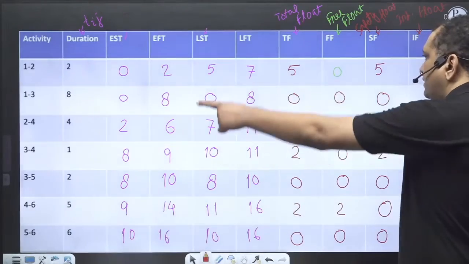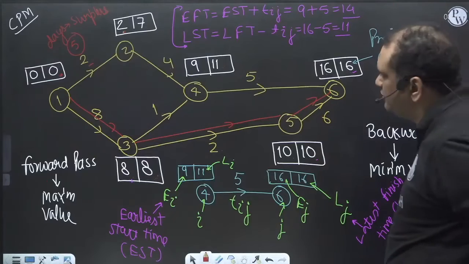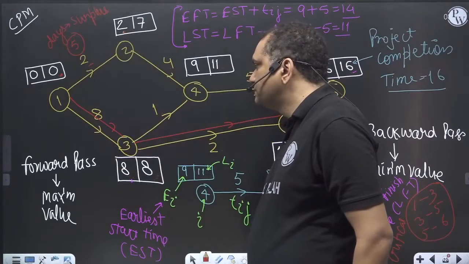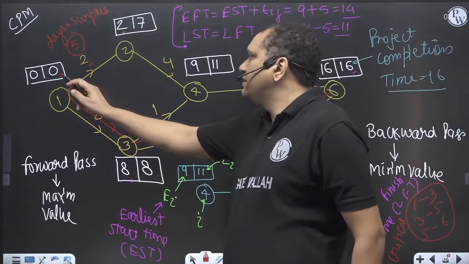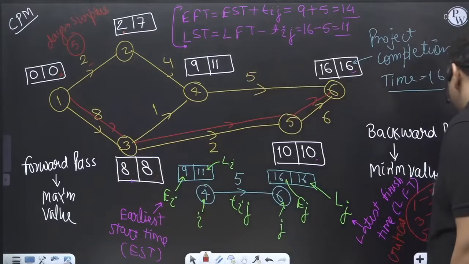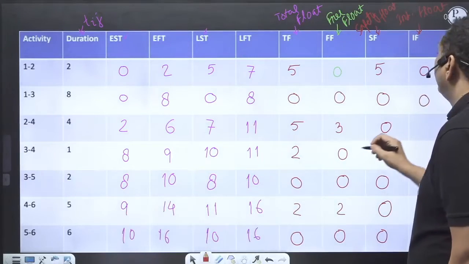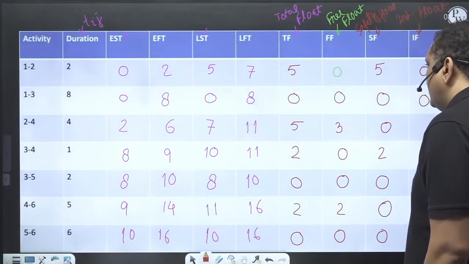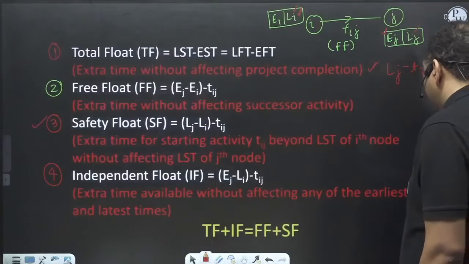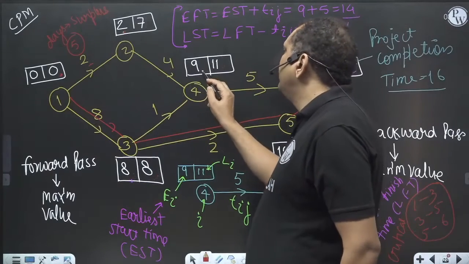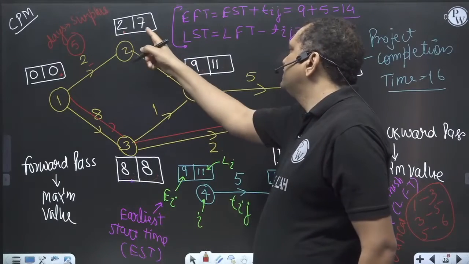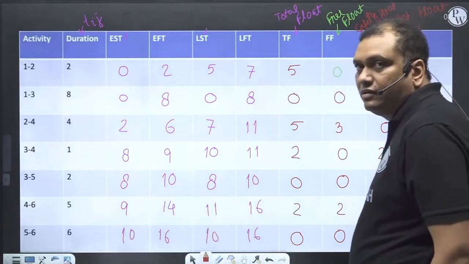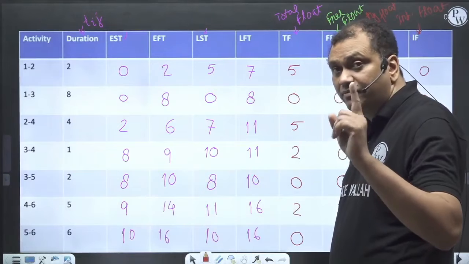Now activity 1 to 3. Ej minus Li minus Tij, again 0. Activity 2 to 4. Ej minus Li minus Tij. 9 minus 7 minus 4, it's minus 2. These floats can be negative. Remember, floats can be negative.